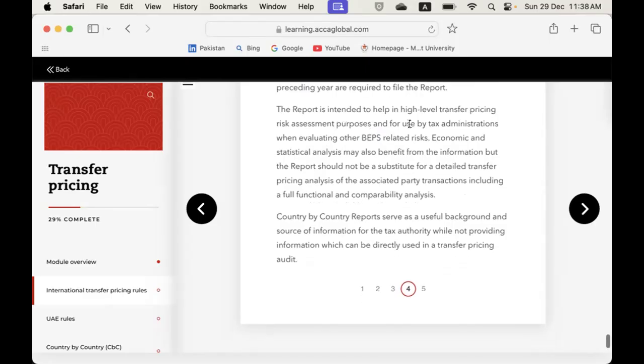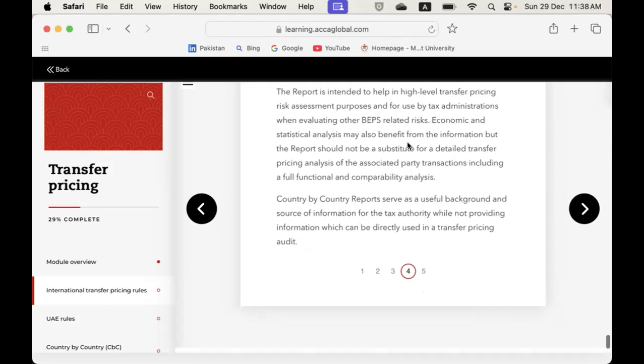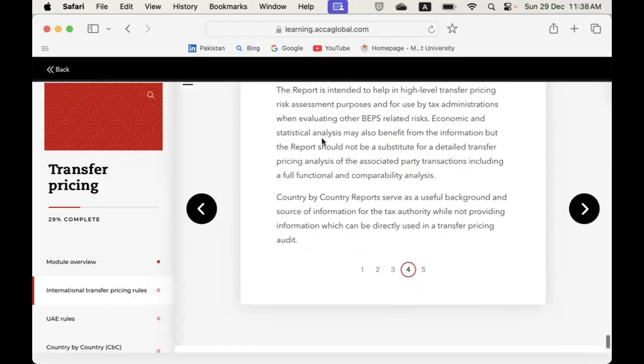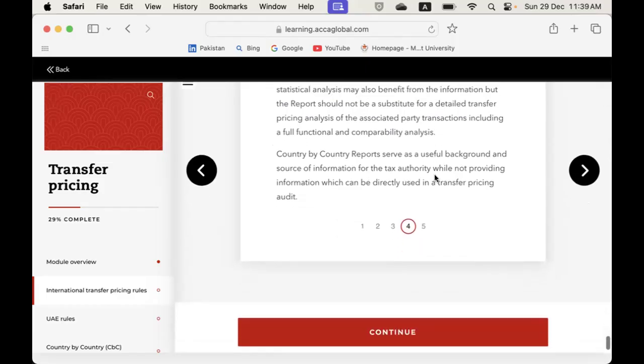The report is intended to help high-level transfer pricing risk assessment purposes and for use by tax administrations when evaluating BEPS-related risk. Economic and statistical analysis may also benefit from the information, but the report should not be a substitute for a detailed transfer pricing analysis of the associated party transactions, including a full functional and comparability analysis. So there is a lot of work that needs to be done on multinational enterprises.